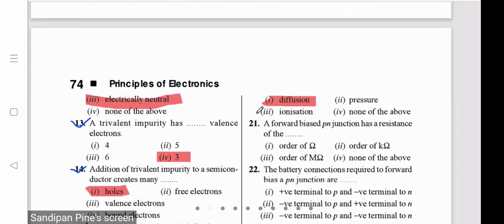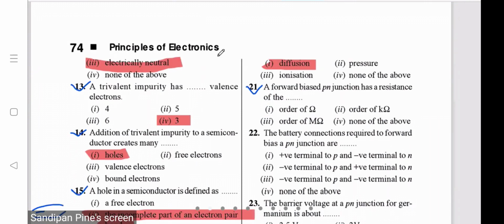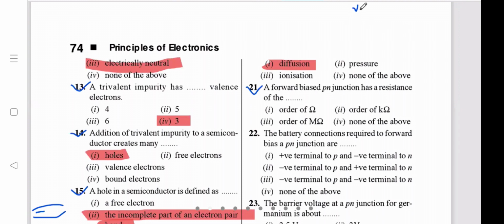So next question. A forward biased PN junction has a resistance of the order of. If you remember the forward bias characteristics you did in the lab, this is the resistance of the diode, not the resistance of the load you connected. You measured VD and ID. Starting at around 0.4 volt, VD you got in volts.